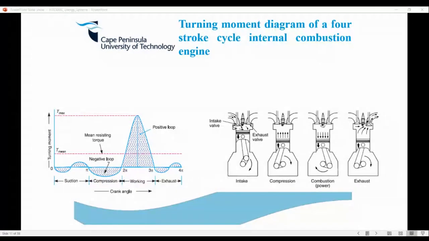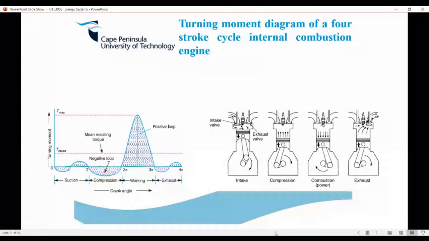We obviously have turning moment diagrams for a 4-stroke engine as well, and it looks like this. I'm just showing you different types. We have the intake or the suction, the compression, and obviously the working stroke, which is also the combustion stroke, so that's when it's expanding.